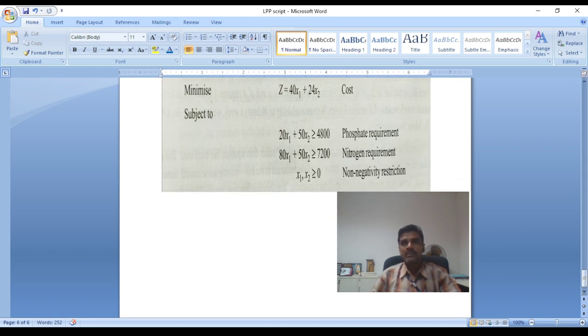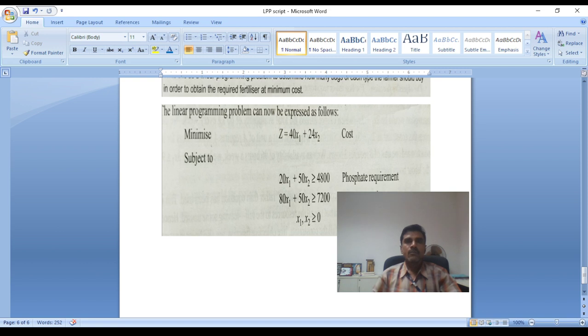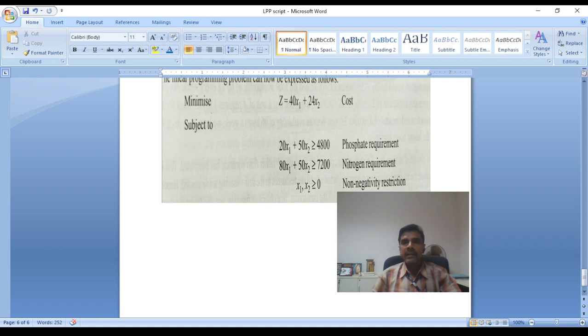And you can note down the change in the inequality sign. Here it is greater than or equal to, since we need at least what is required. One is the phosphate constraint, another one is the nitrogen constraint. So two constraints were available, and similarly the non-negativity constraint. So here again two decision variables, one objective function, two constraints, and the last one is the non-negativity constraint. These are the basic things you have to follow while formulating linear programming.